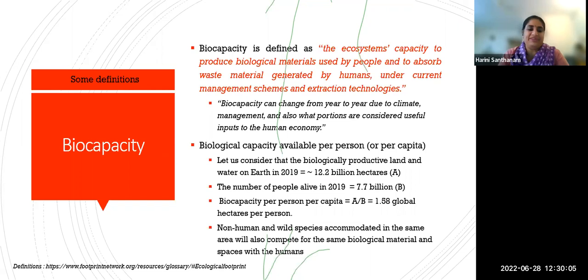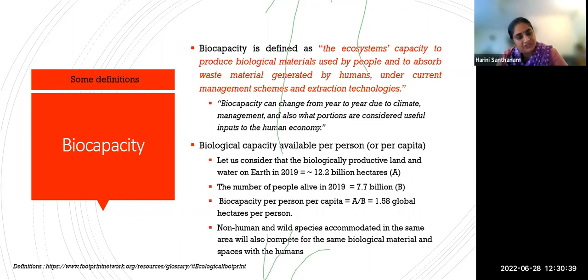All these definitions, this formula, and the calculation are available in the link that I have given here. I encourage you to go and read about this by yourself so that you will have a better understanding. Also, we have to understand that the non-human and wild species in the same area will also compete for the same amount of resources, biological material and space as humans, right? So there is a competition.